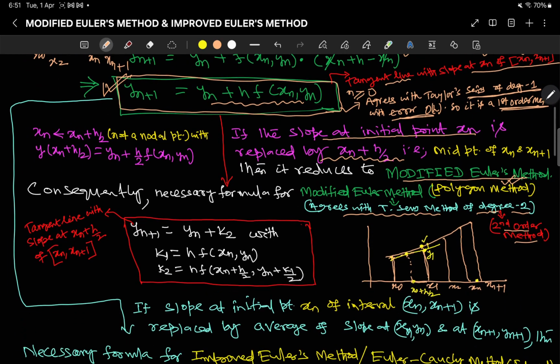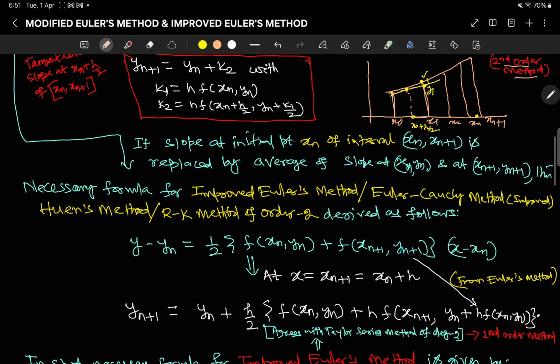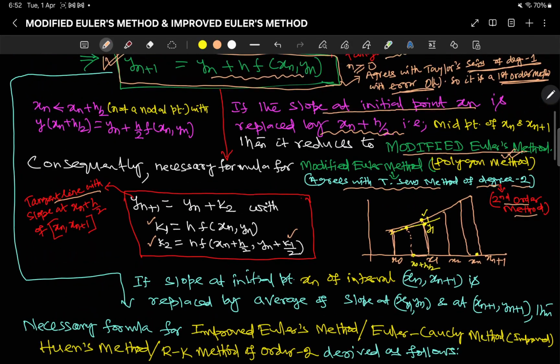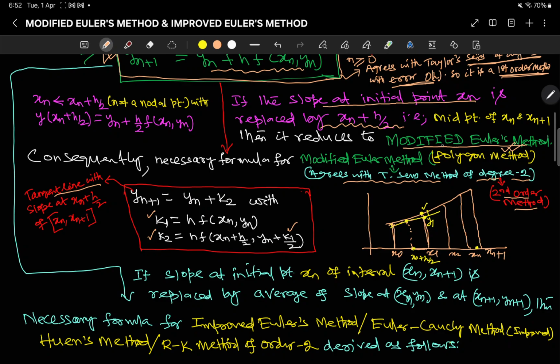Likewise, we can extend this method to the improved Euler method. The formula for this is y n plus 1 is y n plus k by 2, where k2 is this. To find k2 we need k1, so I mentioned this k1. You should recall this formula, and as I have told, this is nothing but the tangent line with slope at the midpoint of the given interval. This modified Euler method is also called the polygon method.